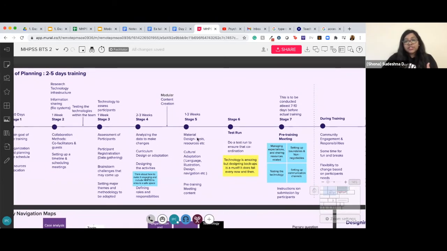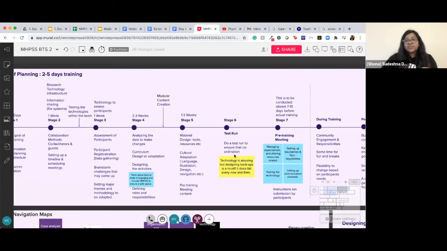And then stage 5, we're dealing more with the material design in terms of resources and tools, and a lot about the cultural adaptation, which is if you need to change your language, illustrations, or the navigation of the design, you could do that. And we talk about the pre-training content here.